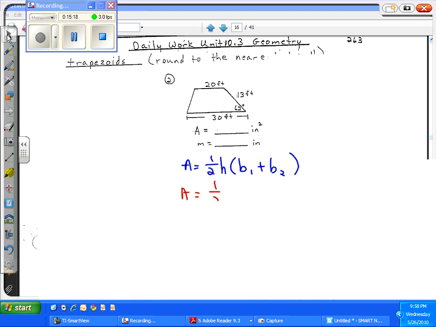We're going to plug in what we know. 1/2 times the height we don't know. But the bases we do know, 20 and 30. We're going to have to find the height. So we could draw it on either side. Over here, it's not going to do us much good because there's nothing over there. But on this side, if we drew it, we'd have a right triangle with some stuff in it. So we're going to extract that right triangle.